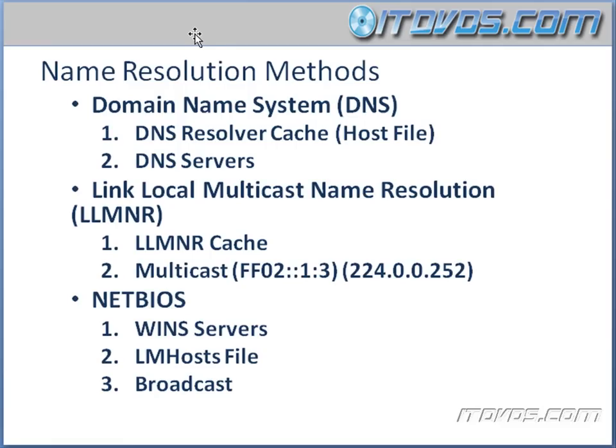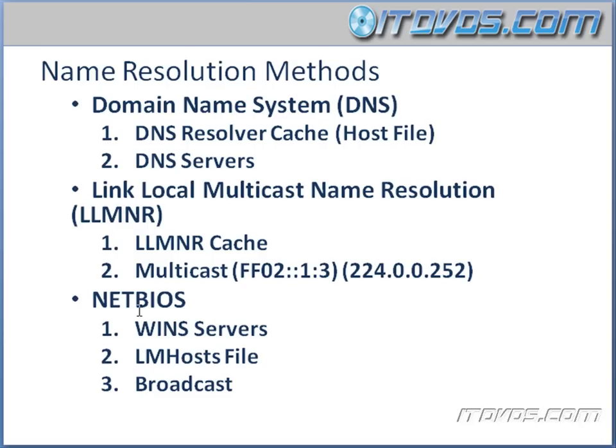And there are three main ways Windows handles name resolution. The first is Domain Name System, or DNS, and this is by far the most important method for name resolution. The next method is Link Local Multicast Name Resolution, or LLMNR, and this is only used by Windows Vista, Windows 7, Windows Server 2008. If we go prior to that, like Windows XP or Windows 2000 or Windows Server 2003, they don't use Link Local Multicast Name Resolution.